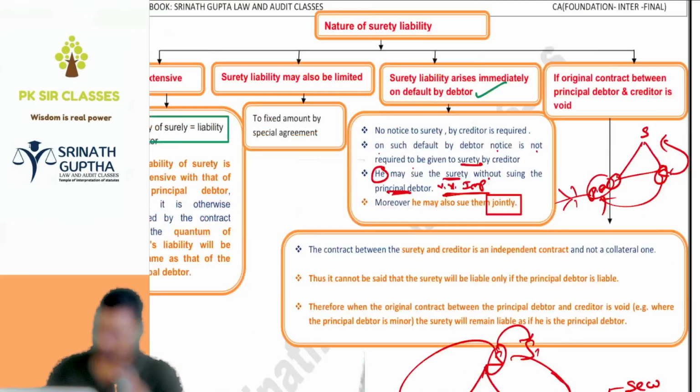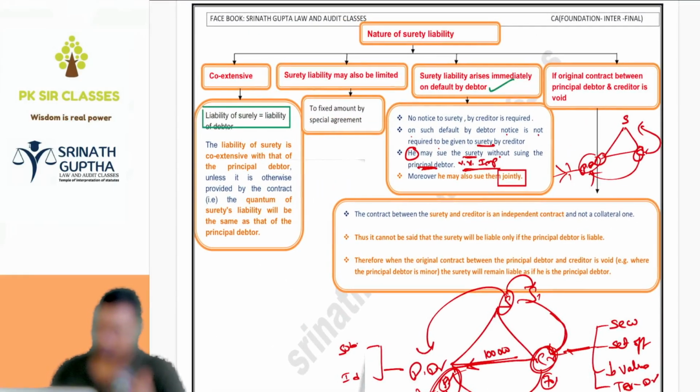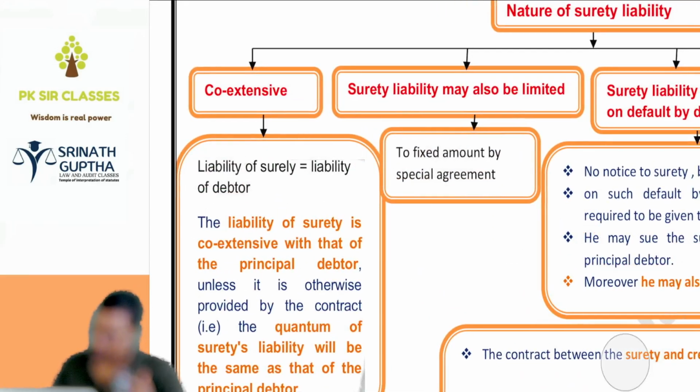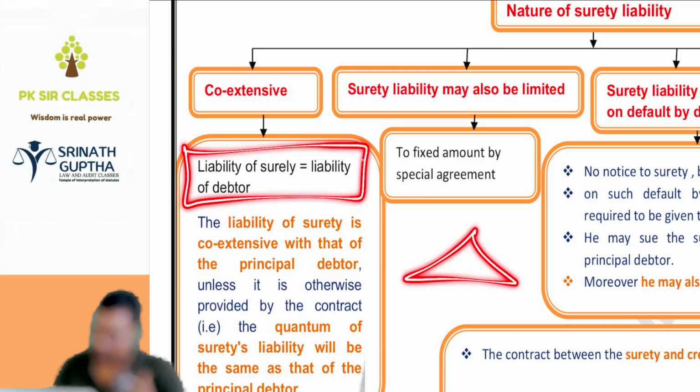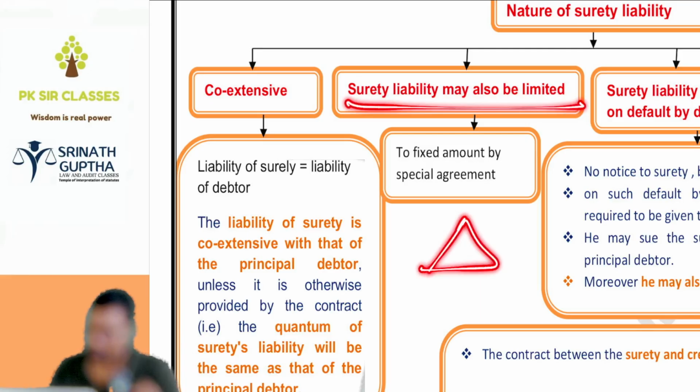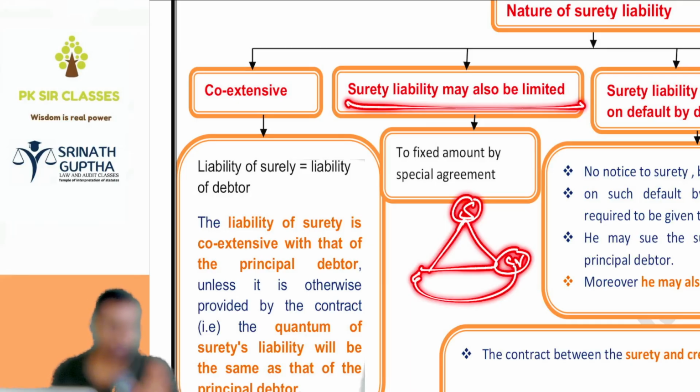Done. Next, nature of the guarantee. It is coextensive in nature. Coextensive means the liability of the surety is equal to the liability of the principal debtor. If the principal debtor owes 1 lakh plus 30k, the liability of the surety is also 1 lakh 30k. The surety may also limit his liability. Surety said to the creditor, you can give any amount to the principal debtor, but I will give you a maximum of 1 lakh if the principal debtor makes default.